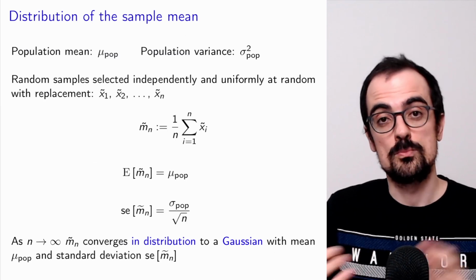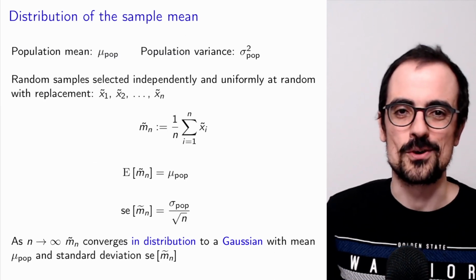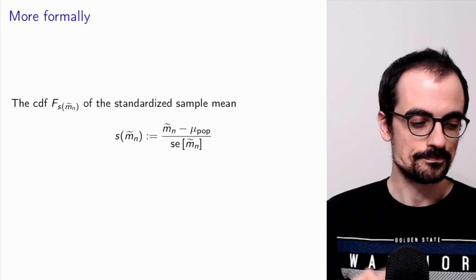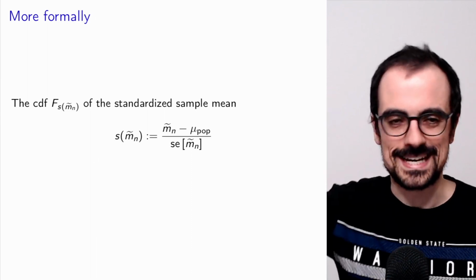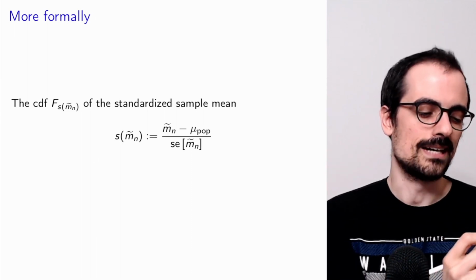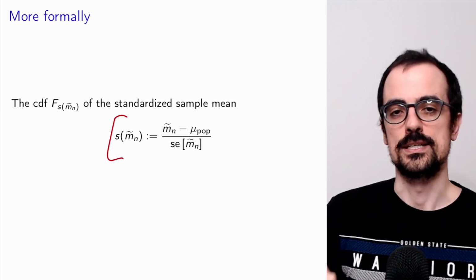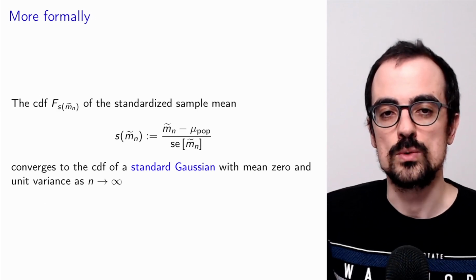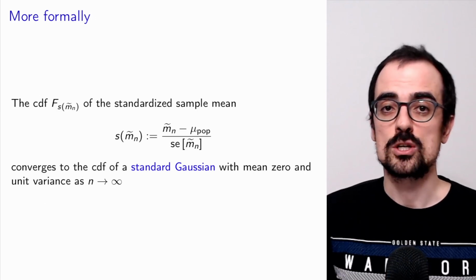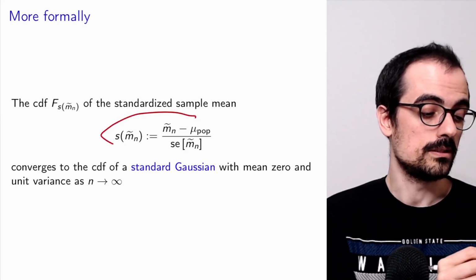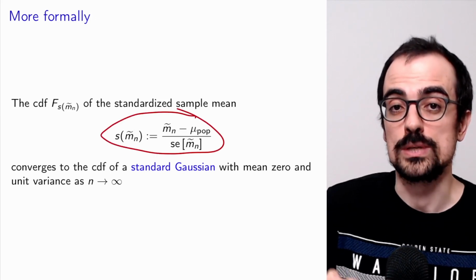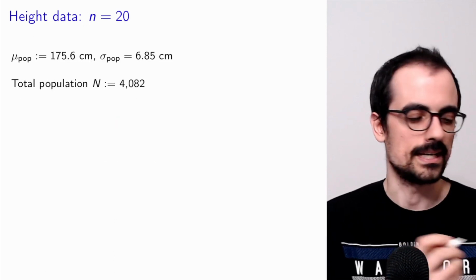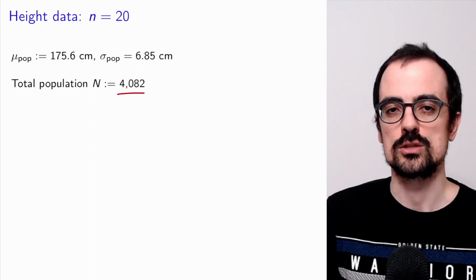And we're going to use this to build confidence intervals in one of the following videos. But before that, let me show you that actually this is true. Before even that, the formal statement would be, again, that if we standardize the sample mean, we're going to see that this object is going to converge to a Gaussian with mean 0 and unit variance. Here, what I'm going to show you is a histogram of this object, which is an approximation to its PDF for actual data, which is, again, this height data where we have a population of 4,000 that is going to be our ground truth population.